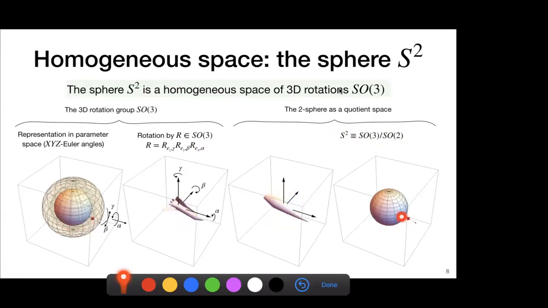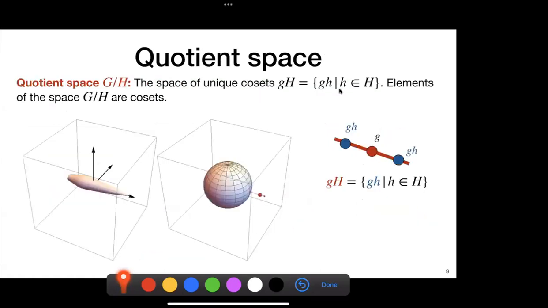So here again, this radial part explains the alpha parameter, and it doesn't change the location on the sphere. Then we have quotient spaces. I can imagine that this may be a bit much, but it's good that you have your first encounter with this. So a quotient space we can then define as a space of cosets.